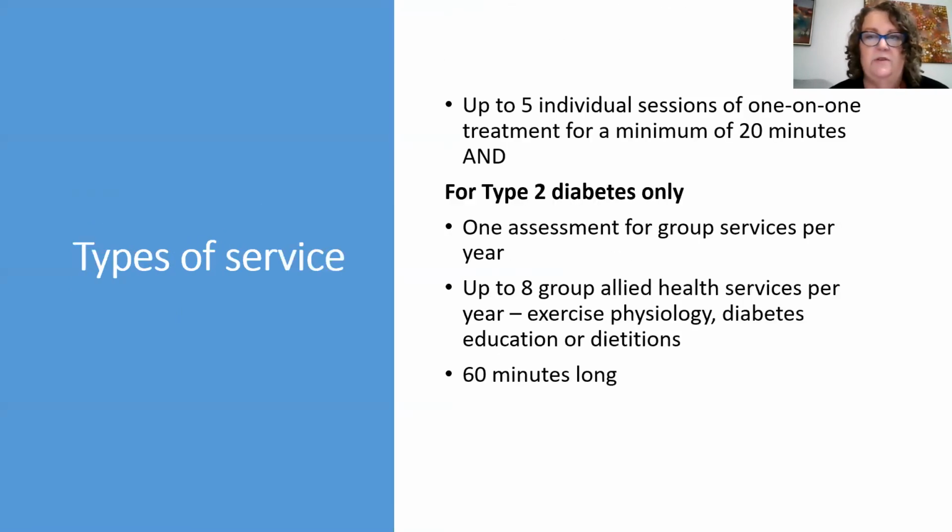So the types of service, you can get up to 5 individual sessions of one-on-one treatment, and each of those treatments should be for a minimum of 20 minutes. And for type 2 diabetes, you can also get group allied health sessions, which involves one assessment for group services, and up to 8 group allied health services per year with either an exercise physiologist, diabetes educator, or dietitian. And each of those services is meant to last for 60 minutes.